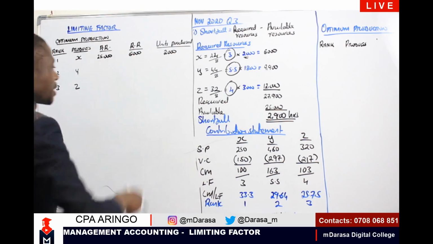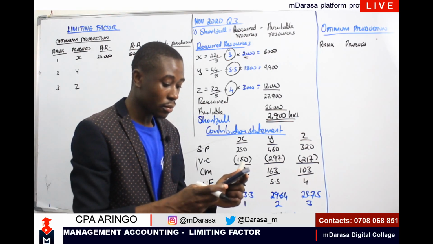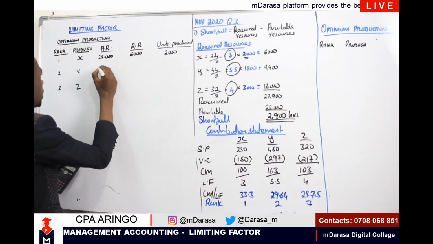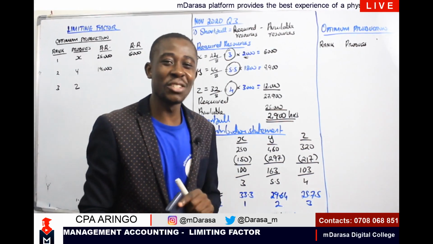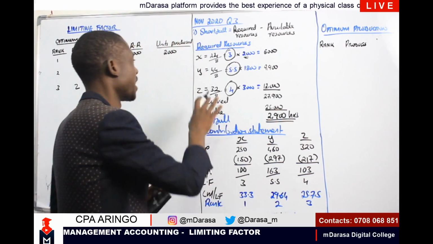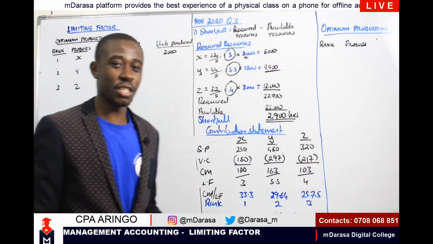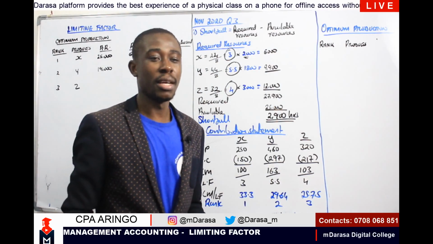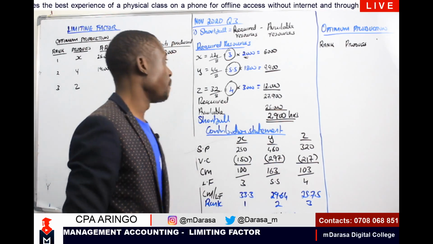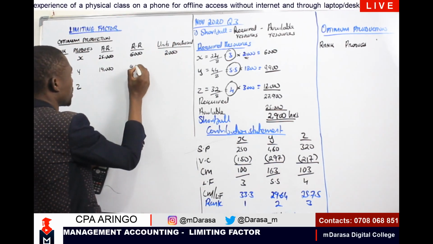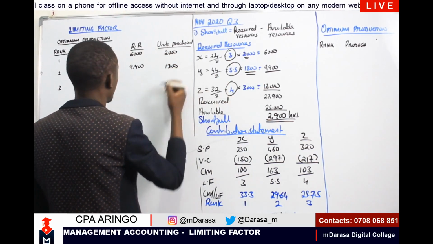Already have consumed 6,000 hours. So how many hours have we remained with? We've remained with 19,000 hours, right? How many hours do we require for us to produce Y? We require 9,900 hours. The question is, do we have enough to produce the maximum? I'm having available 19,000. We only require 9,900, meaning that we have enough. So 9,900. Maximum of Y to produce, we had 1,800 units.